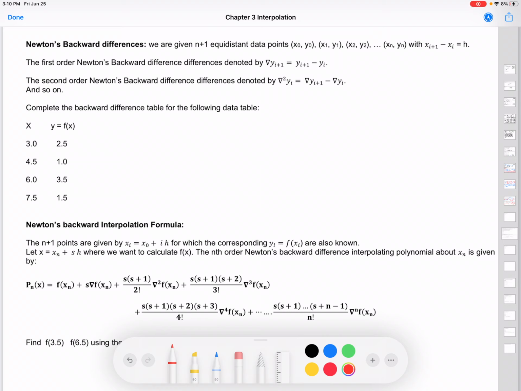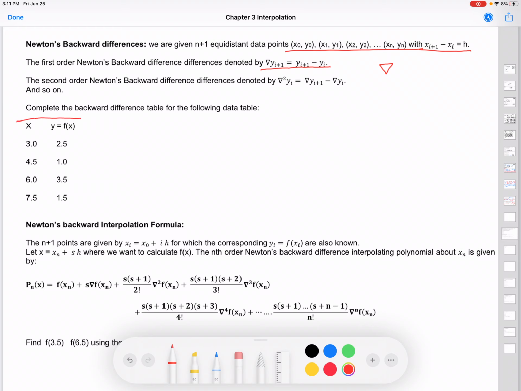Okay, so the last one is Newton's backward difference. We said Newton's forward difference and backward difference. The table will have the same values, but their position will be changed. You are given the same n plus 1 points with equal distance, and at any point we define the backward difference as the current point minus the backward point. We denote it with a nabla, which is an upside down triangle. First, you need to complete this table.